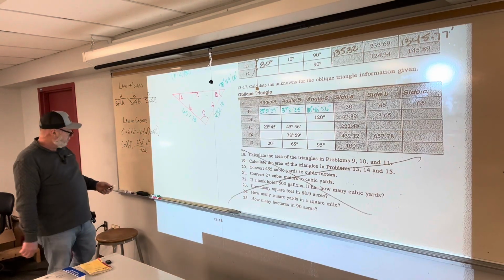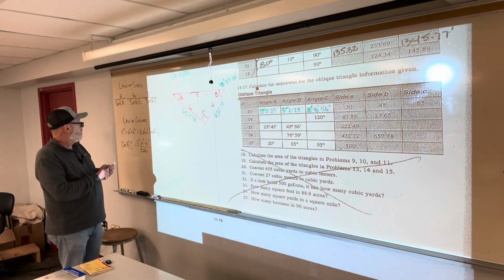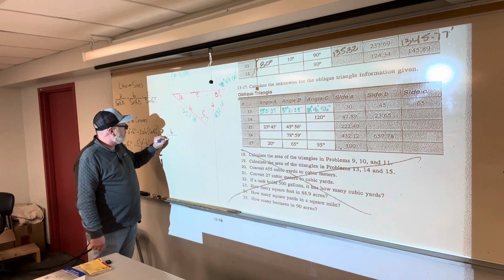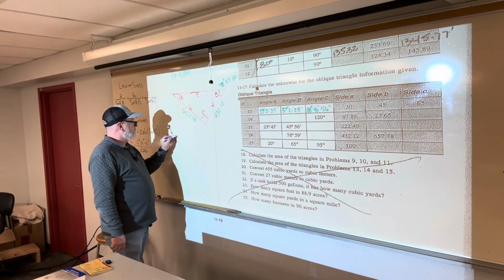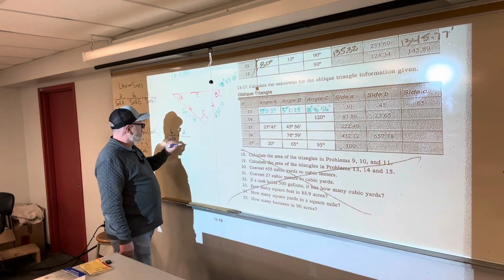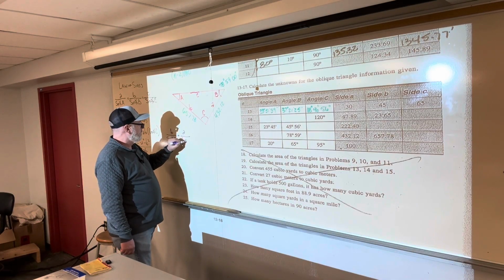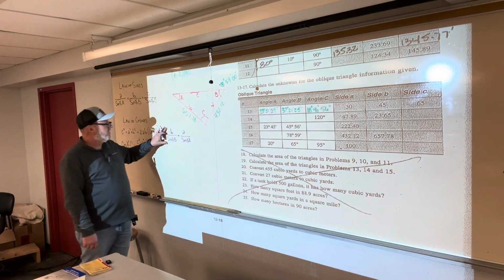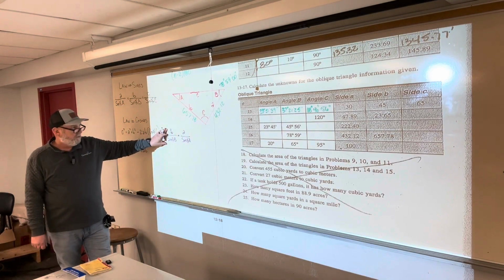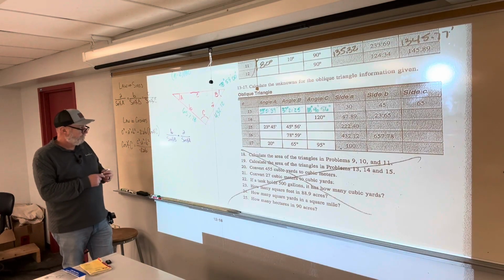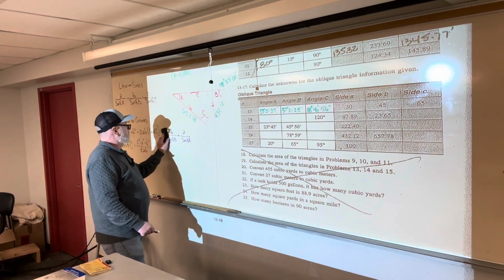Yes, so we will use B over sine of angle B. We know that equals side A over the sine of angle A. Right? So we know these two components. We know this third component. So just write that out.